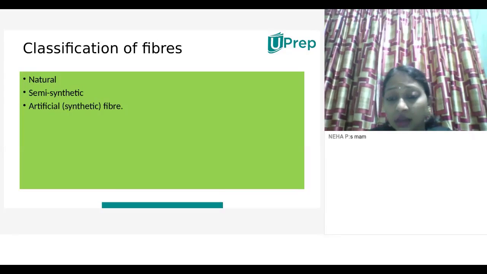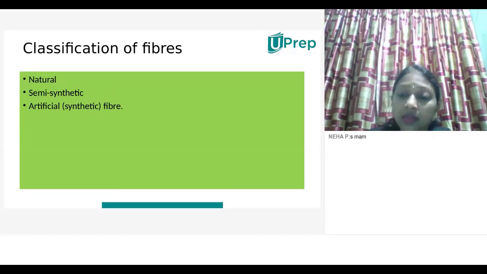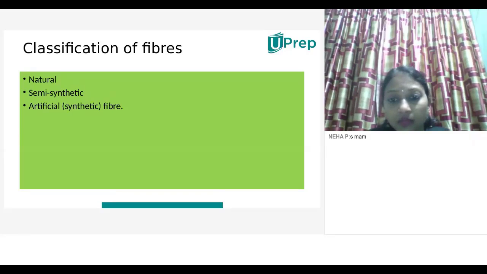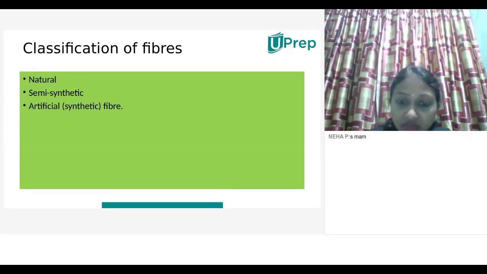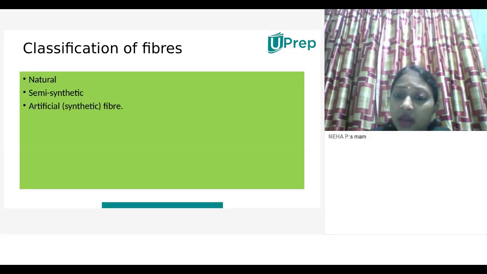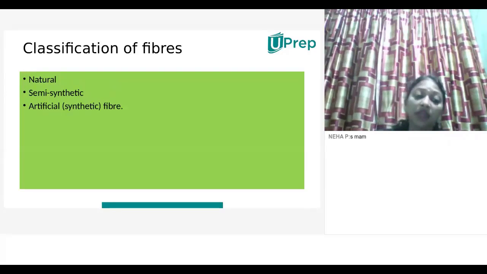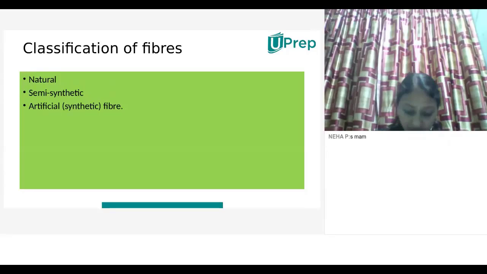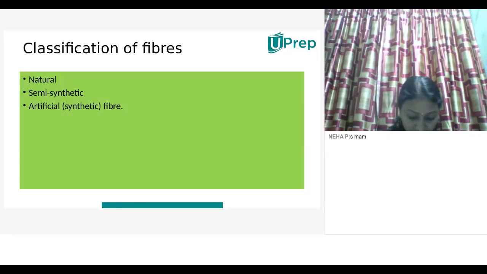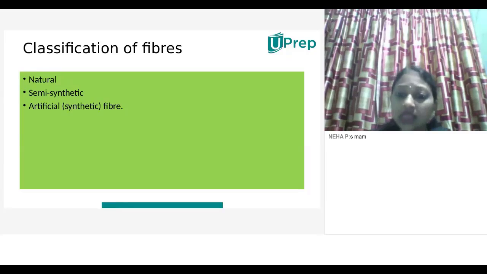Semi-synthetic means it is not completely man-made and not completely natural. It is an intermix of both man-made and natural. Artificial fiber is made completely by man in industry, so simply we say that this is an industrial fiber. All the three we have discussed individually: what are natural fibers, what are semi-synthetic, what are artificial or synthetic fibers.